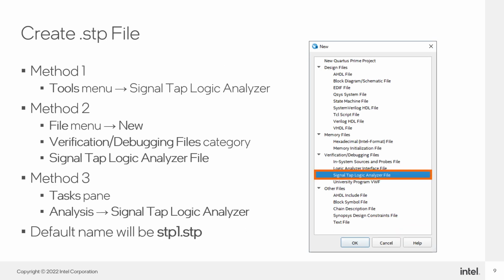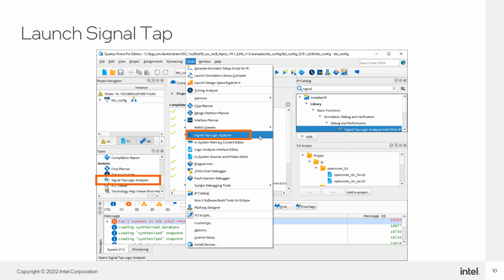Creating a new Signal Tap file is simple. You can select Signal Tap Logic Analyzer from the Intel Quartus Prime Tools menu, create a new file and select Signal Tap Logic Analyzer file from the Verification Debugging Files category, or click the Signal Tap Logic Analyzer task in the Tasks pane. The default name for a new Signal Tap file is stp1.stp. Use Save As from the File menu to rename the file, if desired. Once your device is programmed with your design and the Signal Tap IP instantiated inside, you can launch Signal Tap through the Tasks panel or from the Tools pull-down menu.